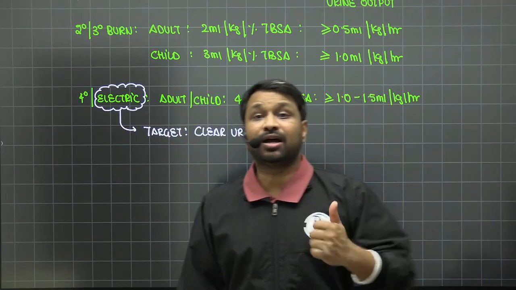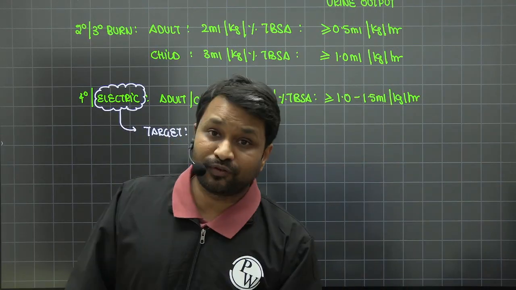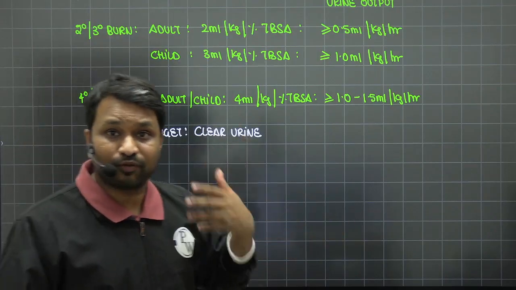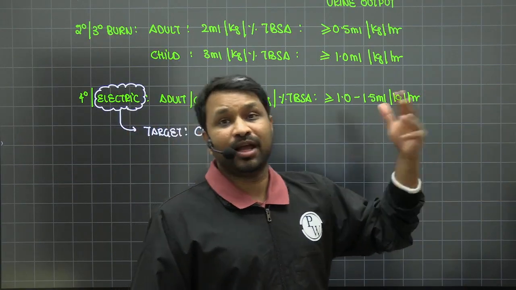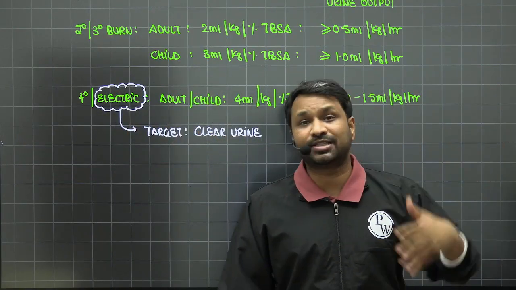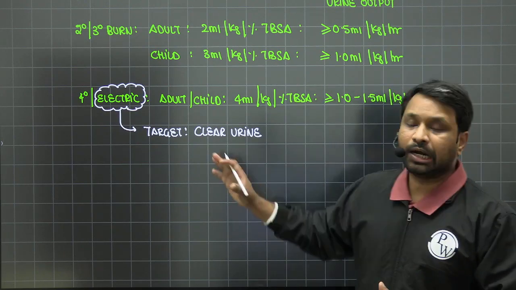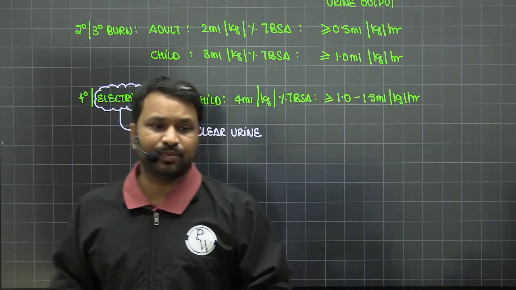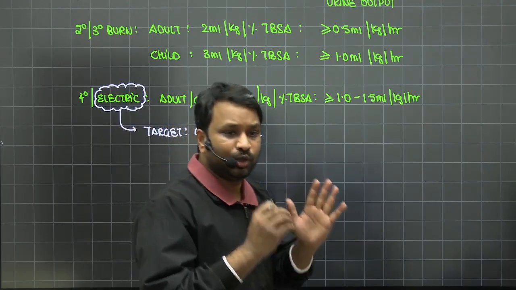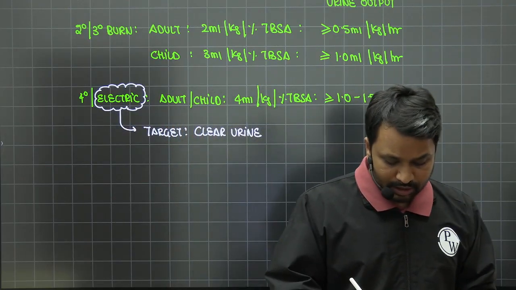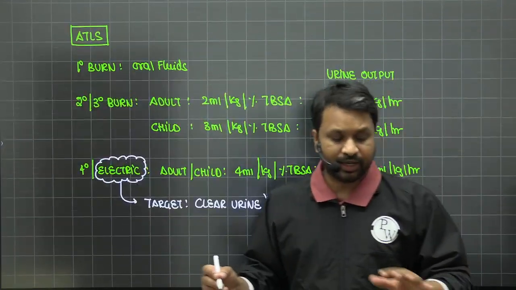So the presence of dark colored urine indicates myoglobinuria. So you have to give more fluid so it flushes it out, and that fluid resuscitation will be continued until you get a clear urine. It's as simple as that. The target is quite simple. You need to have a clear urine for your electrical burns.